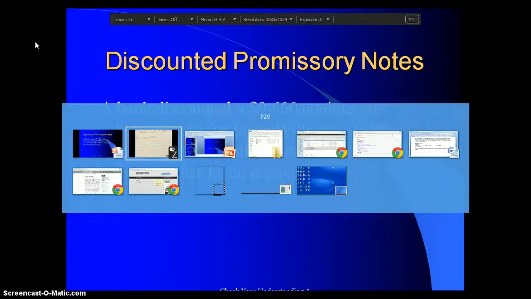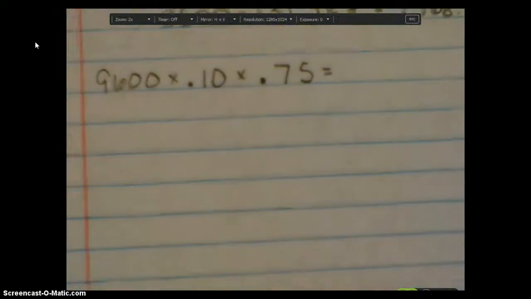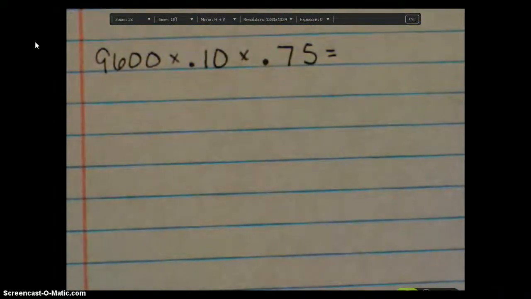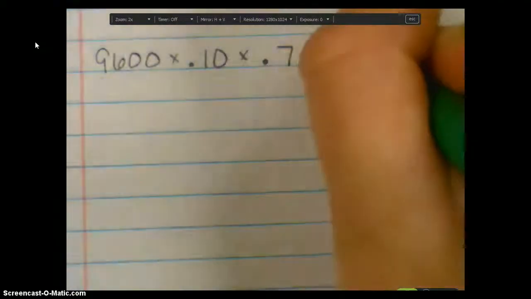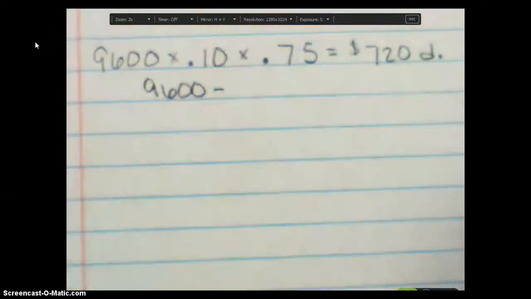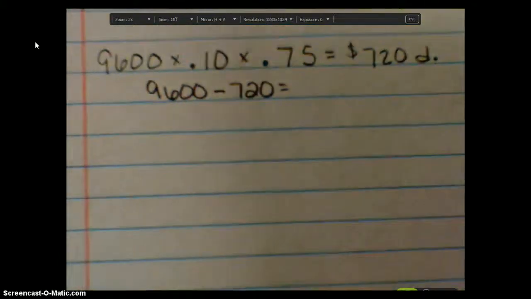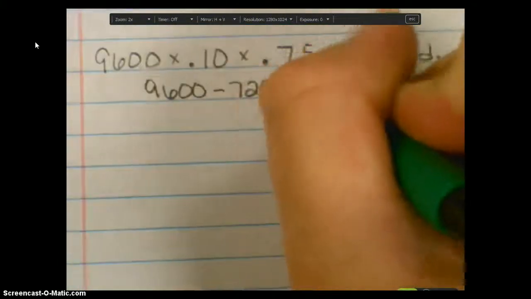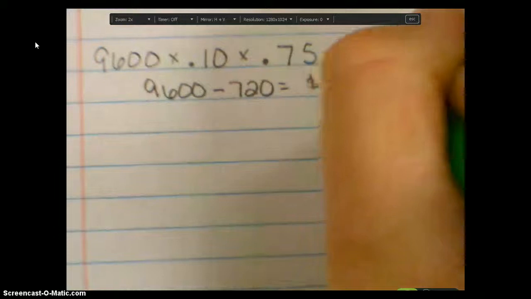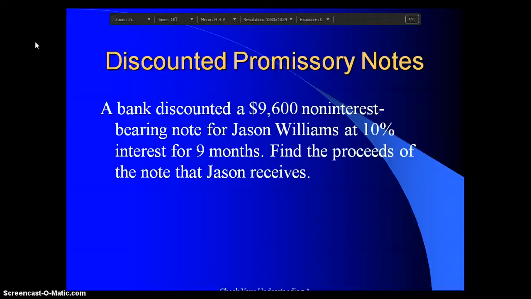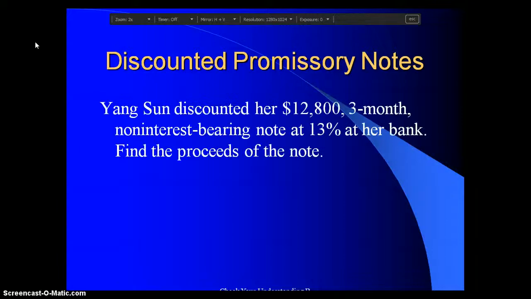So here, we'll flip back to the camera. 9,600 times our percentage times our time. And so once you multiply that out, that's going to give us $720 for our discount. To find your proceeds, once again, 9,600 minus 720, so our principal minus our discount, and that's going to give you $8,880.